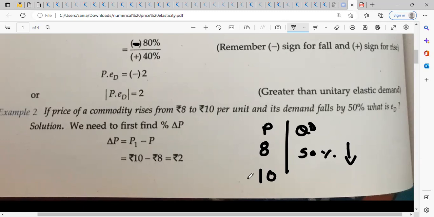So over here, first of all, what you need to do is find the percentage change in this. So first of all, see what you have to find.